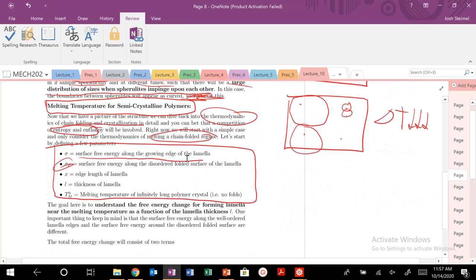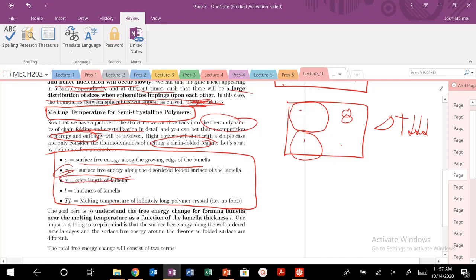Let's go back down. X is just going to be the edge length of the lamella. L is going to be the thickness of the lamella. And Tm naught is the melting temperature of an infinitely long polymer crystal, i.e. no folds, i.e. this is going to be our 100% crystalline polymer. So how do we get this value? Well, you can run simulations and figure out the degree of crystallinity, or simulate a polymer that has no folds, an infinitely long polymer, a perfect crystal, and calculate these melting temperatures from simulation. So you have to grab that or be given those values.